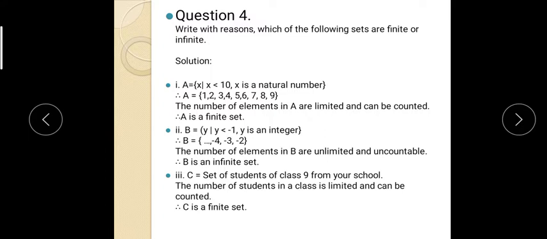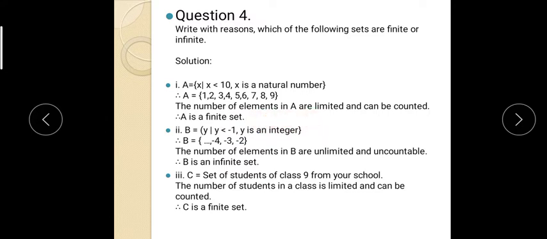Write with reason which of the following sets are finite or infinite. Students, A is a set of all x such that x is less than 10 and x is a natural number. How many elements are there? 9, because the set is the natural number set. So it starts from 1 and is less than 10. Therefore A is equal to 1, 2, 3, 4, 5, 6, 7, 8, 9. So can we count it? Yes. The number of elements present in the set is limited. We can count it, it is countable, and therefore set A is finite.